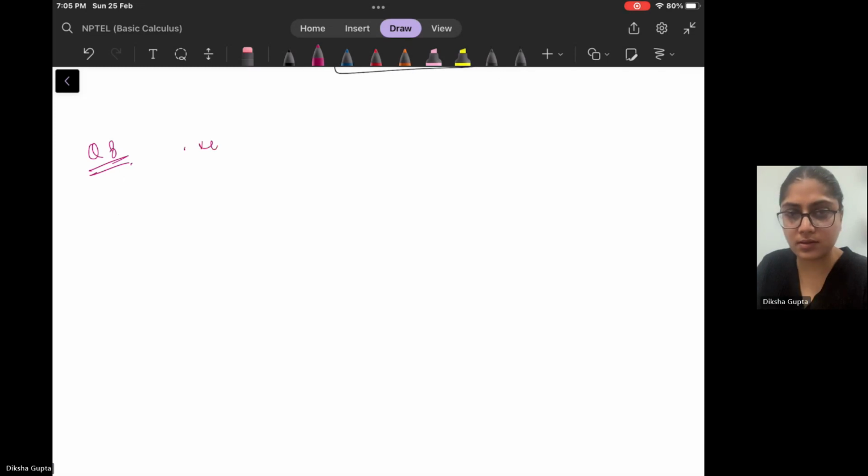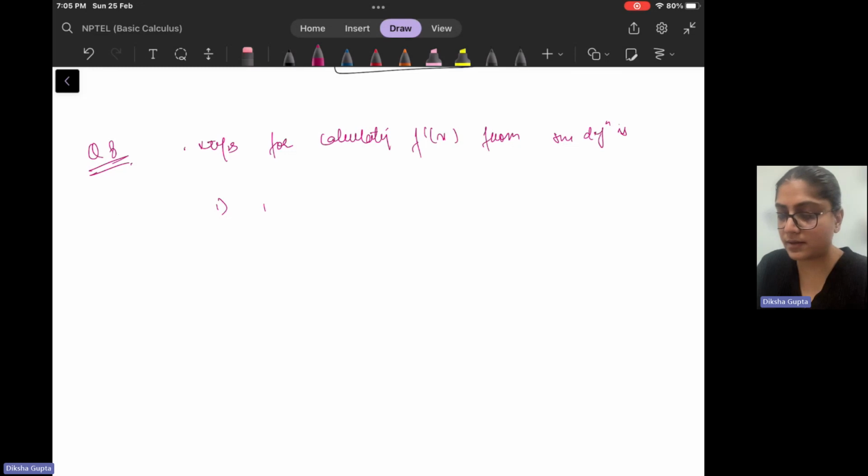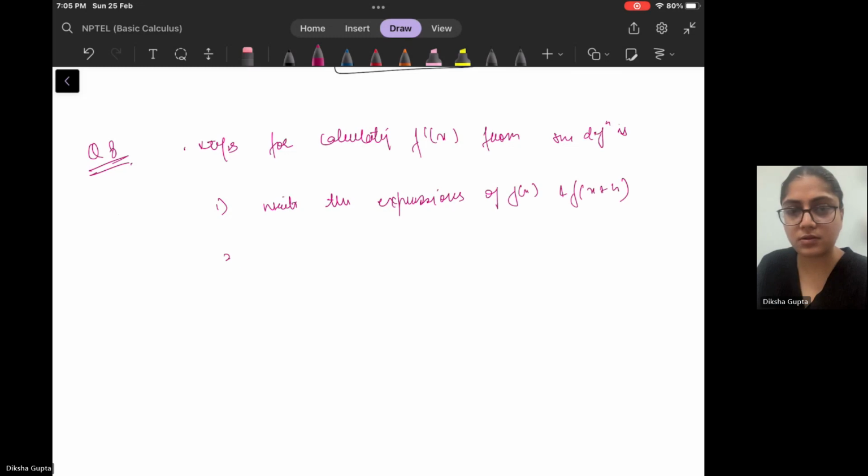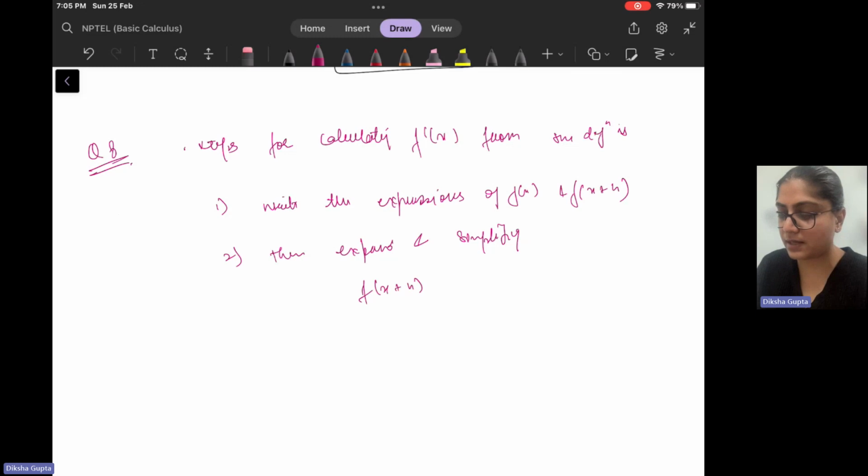So the steps for calculating f dash x from the definition are: firstly, you write the expressions of f(x) and f of x plus h. Okay, then you expand and simplify the difference f of x plus h minus f of x upon h.